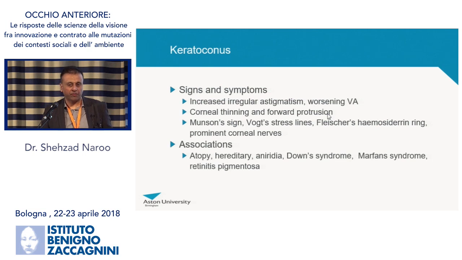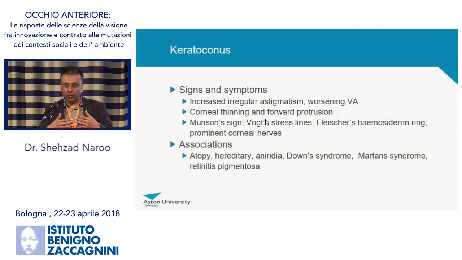Keratoconus, I think we're probably quite familiar with. I only have a few slides on keratoconus, but it's a common problem. We have an increase in irregular astigmatism. The patient has worsening VA, and you can't correct it anymore with specs or regular contact lenses. So they now need gas permeable or special scleral or keratoconic fitting contact lenses.